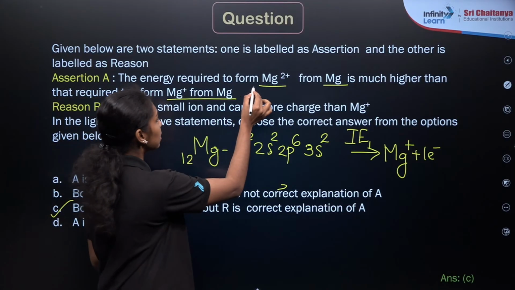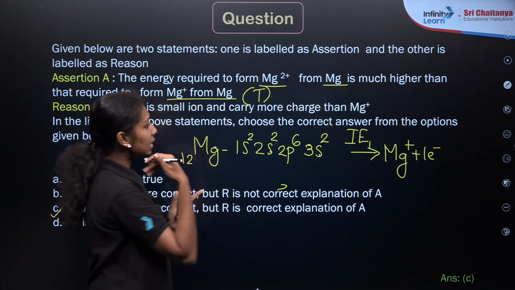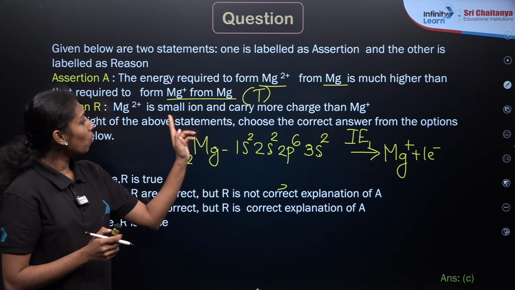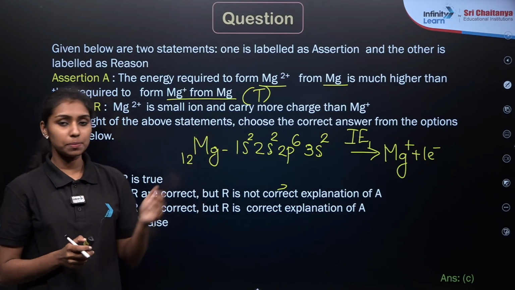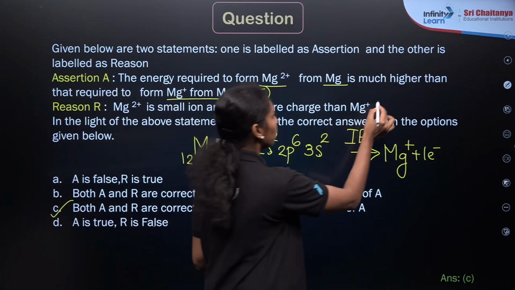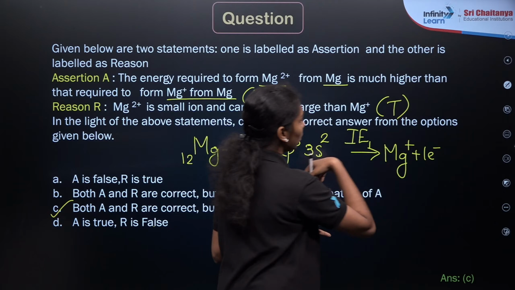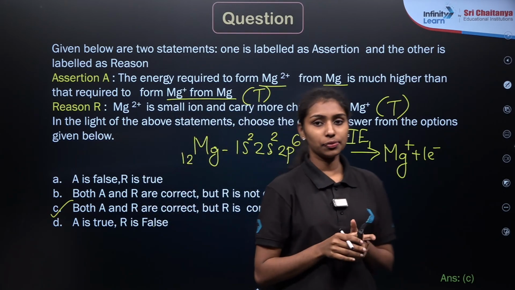So this assertion is true here. Then what is the reason behind that? Mg2 plus is a small ion and carries more charge than Mg plus. So this is also true, because this is the correct explanation. So option C will be the correct answer for this question.